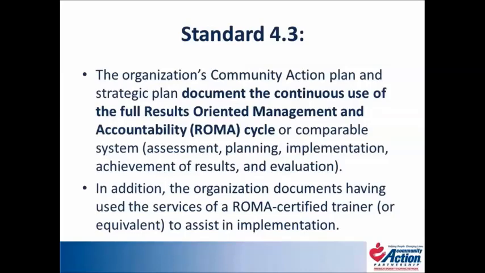And just to call out one particular standard that I really think brings this home, Standard 4.3, that asks that the organization's community action plan and strategic plan document the continuous use of the full results-oriented management and accountability, or ROMA cycle, or comparable system. And in addition, that the organization documents having used the services of a ROMA certified trainer or equivalent to assist in implementation. So again, this standard is included in the overall organizational standards to make sure that ROMA has been fully integrated into those crucially important planning processes that agencies use to guide their overall management and operations.